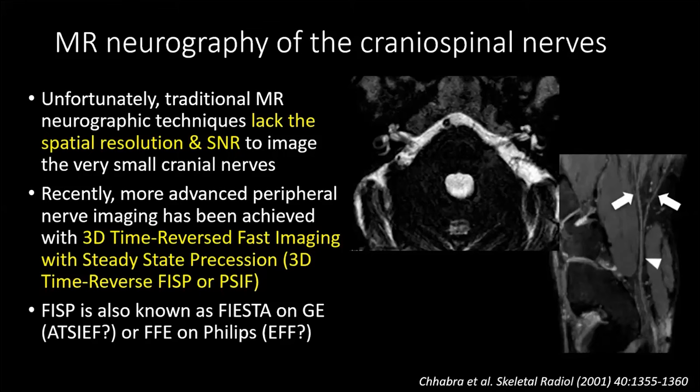So what we do is we use a reversed steady state free precession technique. Everyone knows the traditional steady state free precession technique, which is the Fiesta imaging, which we use to look at the cranial nerves inside the cranial vault. Now we just reverse that technique to look at the cranial nerves outside the cranial vault. The Siemens name for the Fiesta imaging or steady state free precession is FISP. So they just literally reversed the letters. It doesn't stand for anything. They just reversed it, and so it's called a PSIF. I guess we're lucky that GE didn't invent it, because then it would be called a reverse Fiesta. It doesn't actually say anything, it's literally just a reversed steady state free precession sequence.